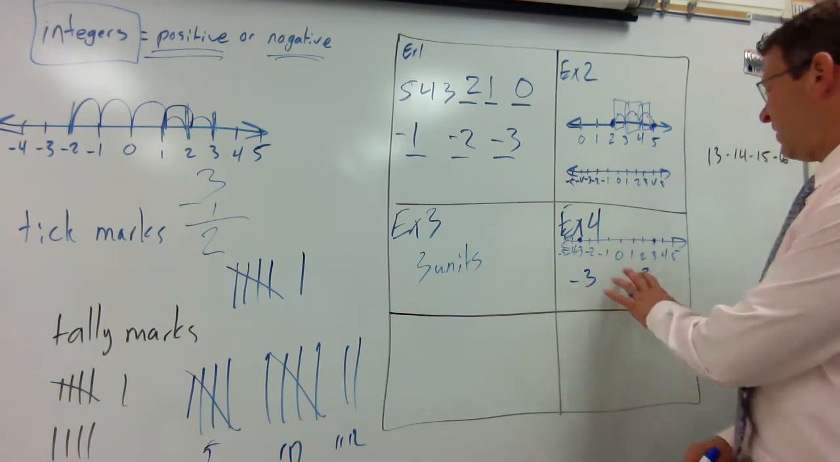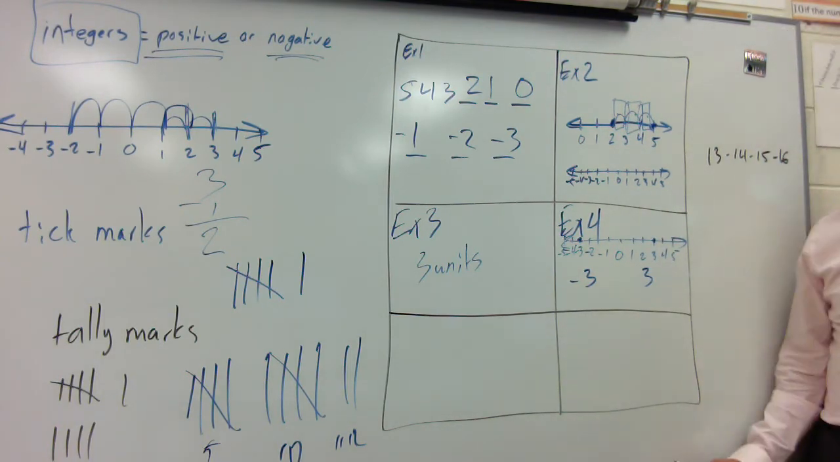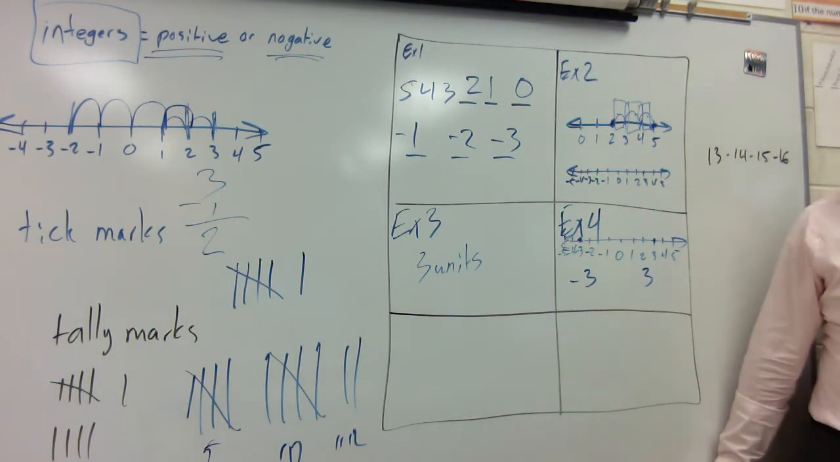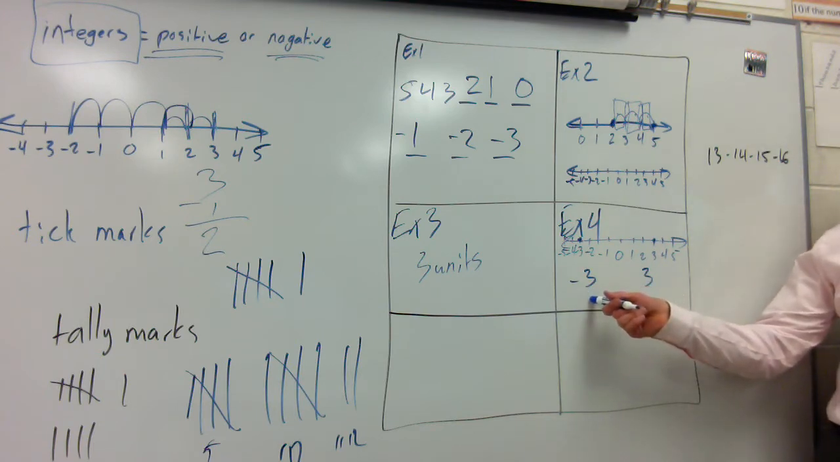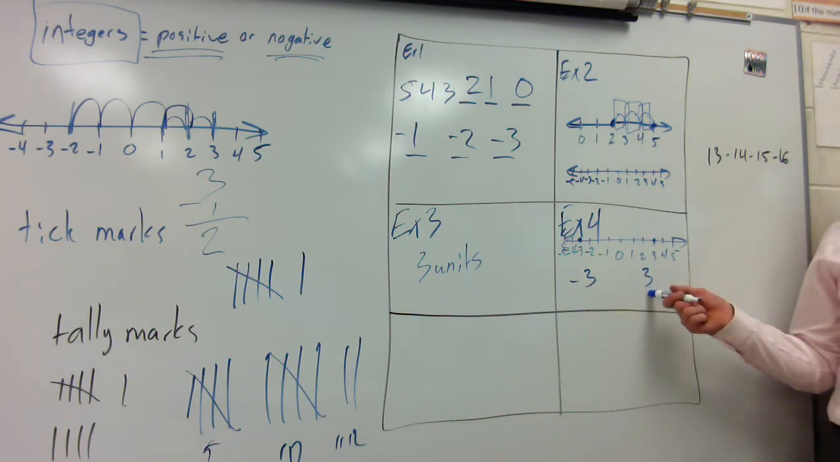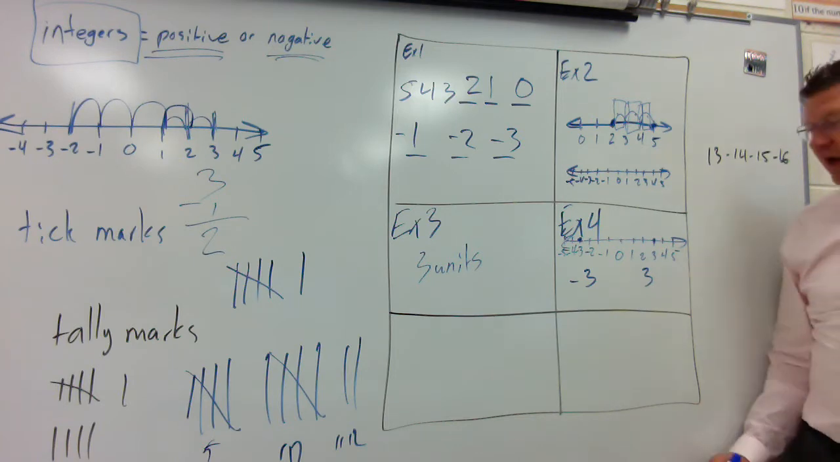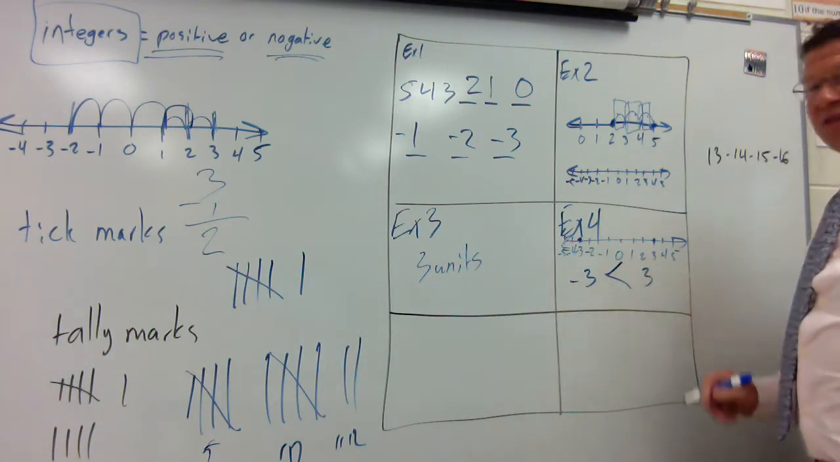And now this is where some kids get confused. -3 and 3. Some kids see the 3's and they say equal. But this is like having to owe your mom $3. And this is like having $3 in your pocket. One actually is better than the other. And so -3 is less than 3.